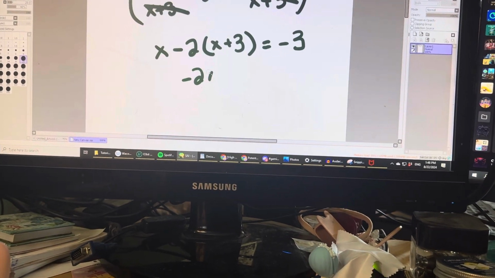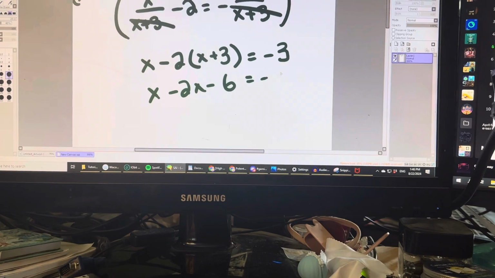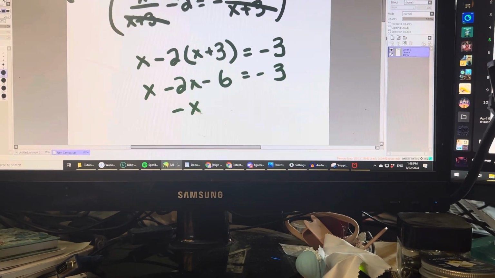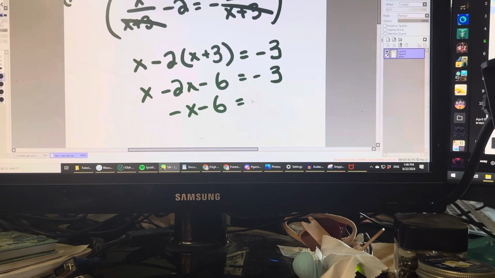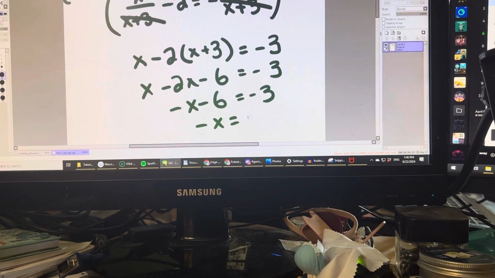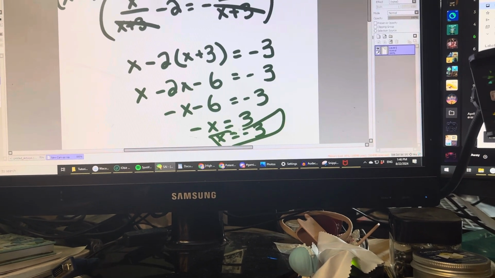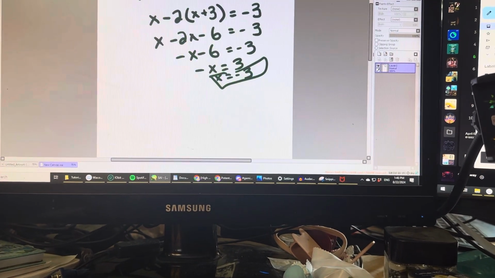So negative 2x minus 6, x is here, equals negative 3. This is negative x minus 6 equals negative 3. So negative x equals positive 3, x equals negative 3. And I did that really fast, so I could be wrong.